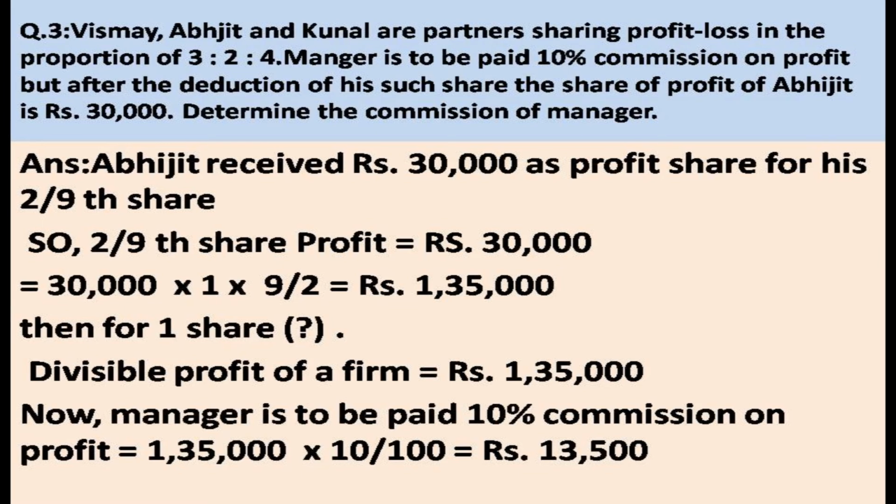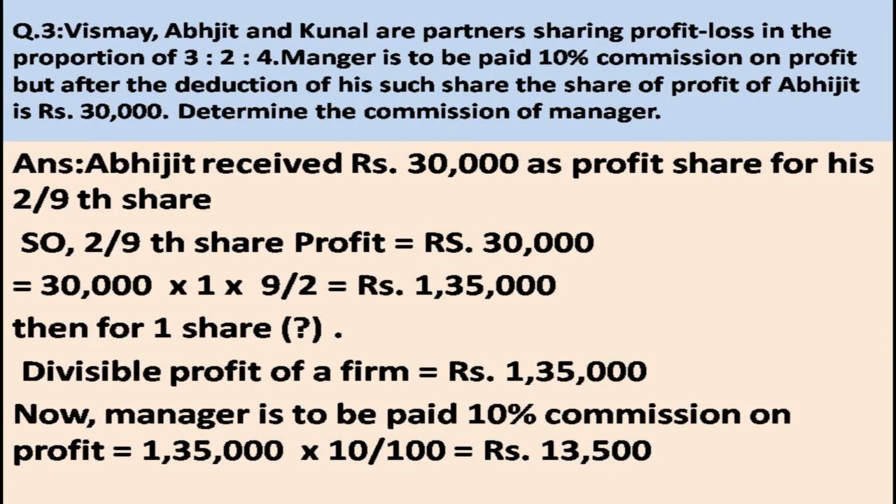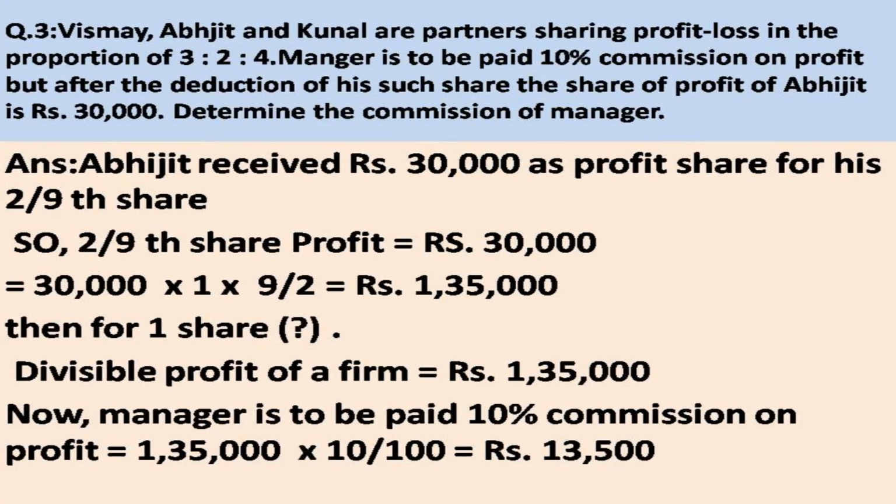Now answer. Abhijit received rupees 30,000 as a profit share for his 2/9, because we know that 3:2:4 is equal to 3 plus 2 plus 4 is equal to 9, and Abhijit's portion is 2/9.